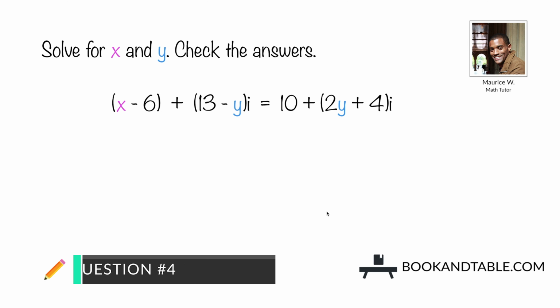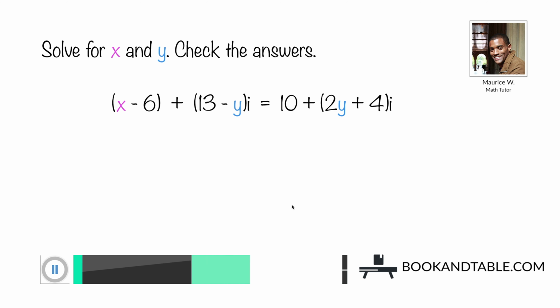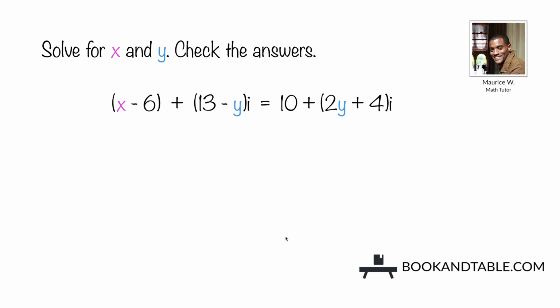Let's take a look at question number 4. Solve for x and y. Check the answers. x minus 6 plus 13 minus yi is equal to 10 plus 2y plus 4i. Pause the video, answer this question, and then press play when you are ready to begin.